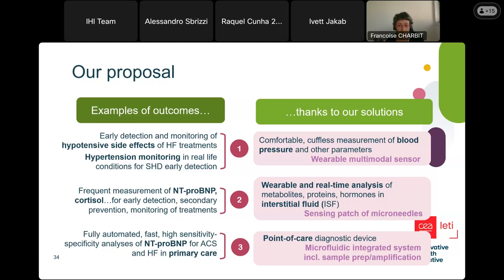And as a third example, you may have this need to measure several biomarkers with a high sensitivity and very fast response time in primary care settings, not at hospital or emergency room. And this is possible thanks to our microfluidic integrated device. Next slide.